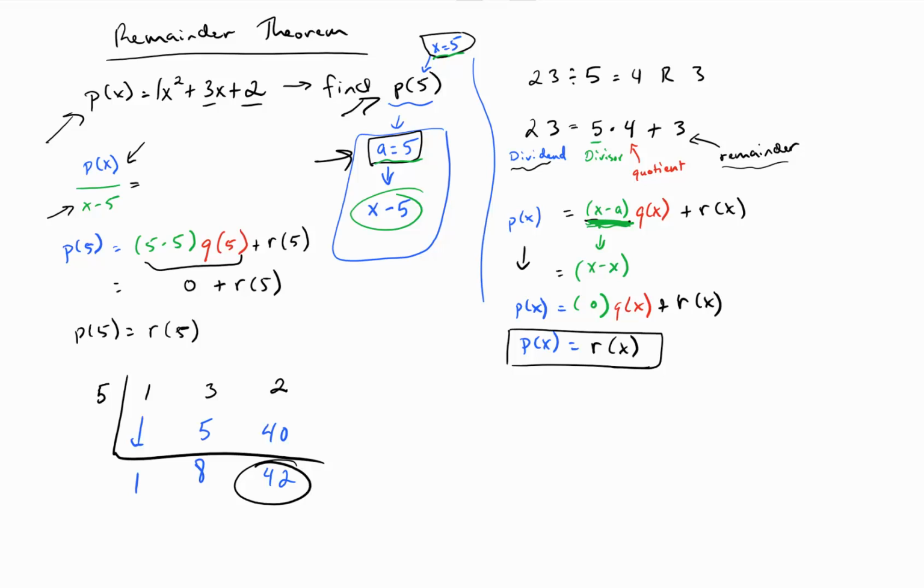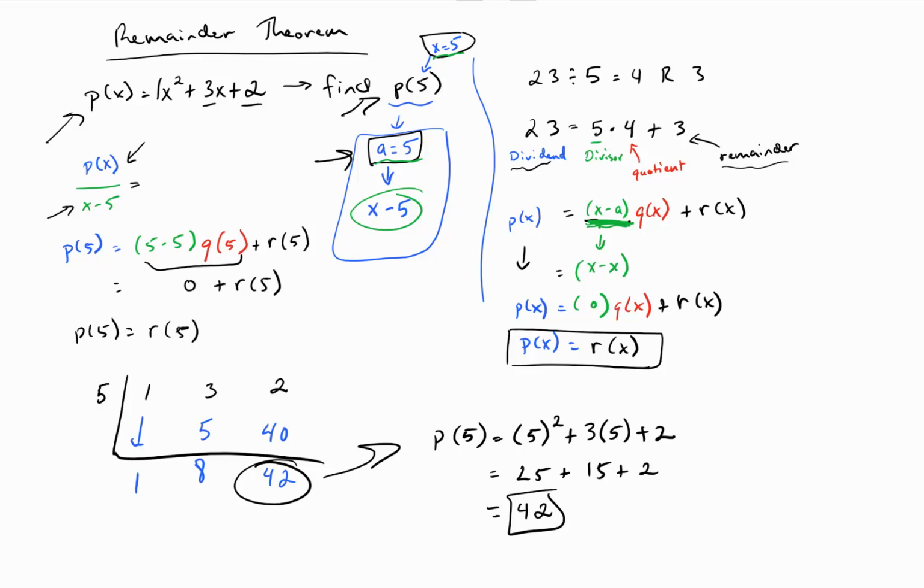And just to show you, if we were to plug it in the way we normally would, we'll get the same result. Now, as you can see, even in this case, this way is going to be a lot faster. So if you ever want to find what the output will be given an input, you can just divide using synthetic division and look at the remainder, and it'll get you there.